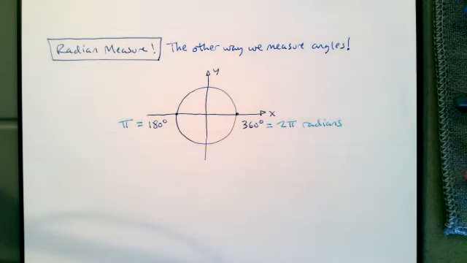This is going to bring us up another interesting point about radians. We don't have a symbol or an abbreviation for radians. We just write pi. We understand that to mean pi radians, but we just write pi. 180 degrees is pi radians.